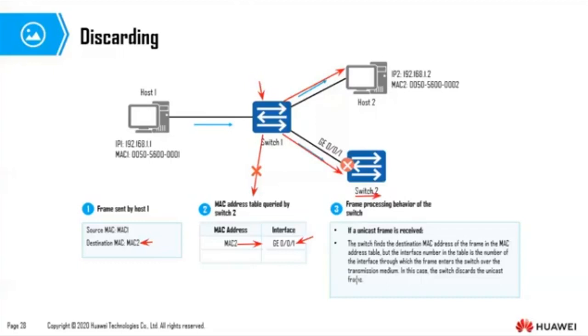Oh, sorry. I know where I went wrong. I confused something. Let me begin again. So host 1 wants to send to host 2. So the destination MAC address comes here. This one checks its own MAC address table. I don't have the MAC address of host 2, or MAC 2. I don't have that MAC address.